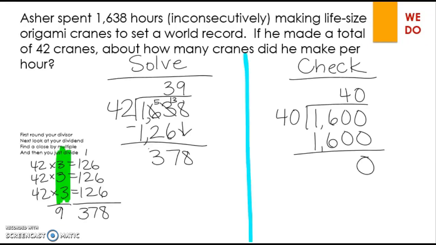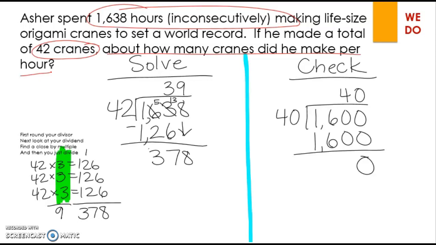Okay, as you can see, and you've probably noticed, I completely forgot to use cubes. That's unacceptable. It's probably because we have seen this problem before. We know that Asher spent 1,638 hours making life-size origami cranes. And if he made a total of 42 cranes, about how many cranes did he make per hour? We're trying to figure out how many cranes he made per hour, about the average, because we don't know.